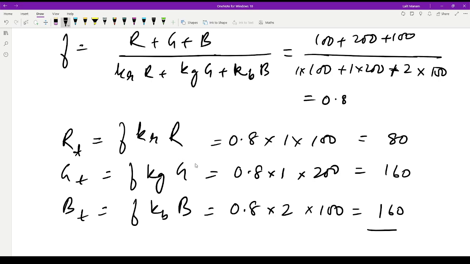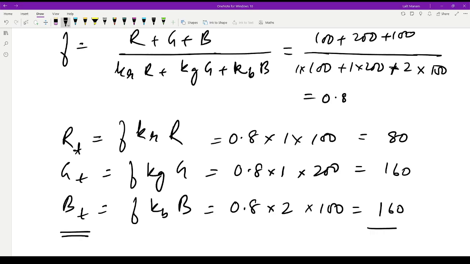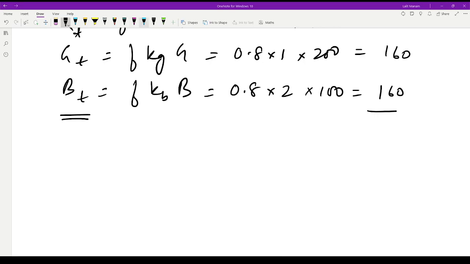Is this question clear? Yes, sir. So we're just trying to transform the original RGB into the new RGB, based on the change of the source of illumination. That's all. Sir, if we think about real life, this will be done for each and every pixel of the image, right, sir? Yes, yes.